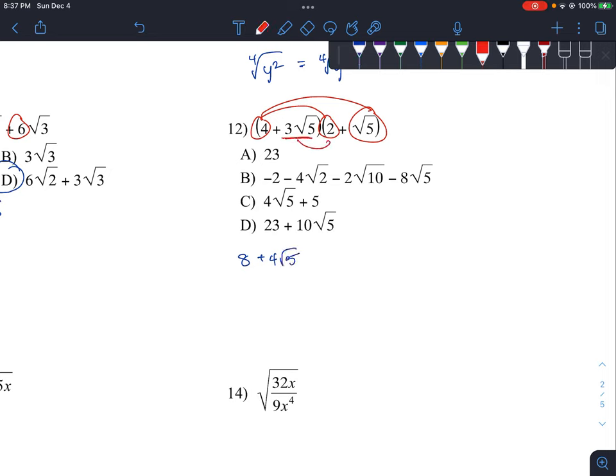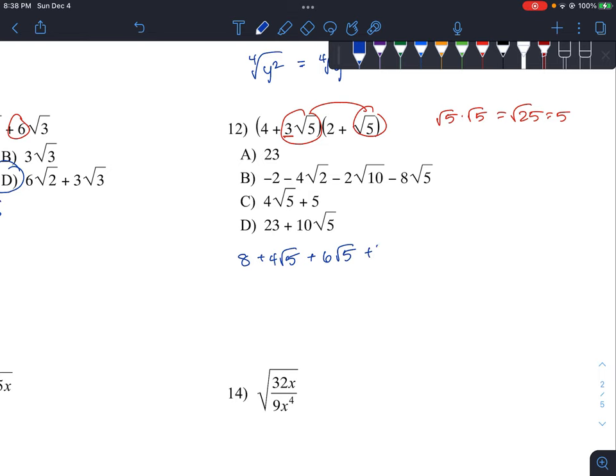Then 3 square root of 5 times 2. 3 times 2 is going to be 6, and then square root of 5. And then let me clear this up a little bit so I know what I'm doing. So 3 square root of 5 times square root of 5. Well, square root of 5 times square root of 5 is equal to the square root of 25, which is equal to 5. And then I have that 3 right there. So that's going to turn into plus 3 times 5.